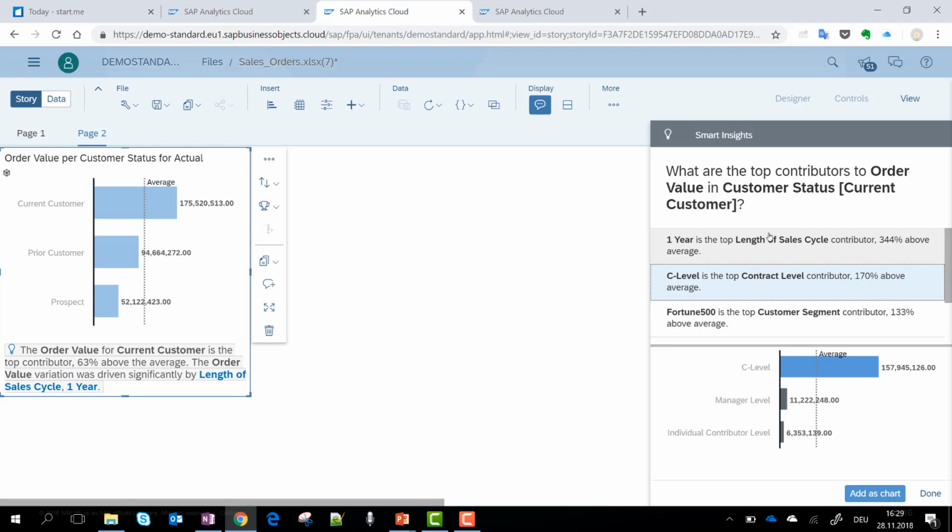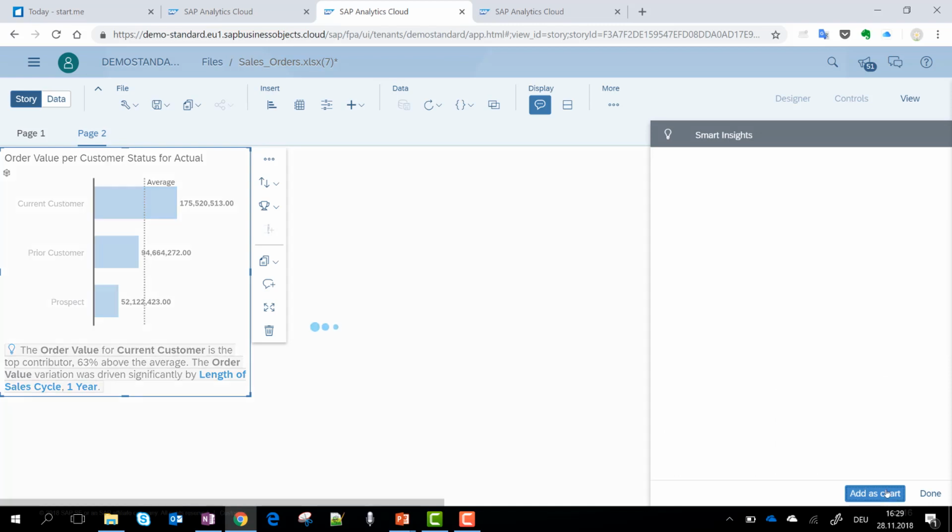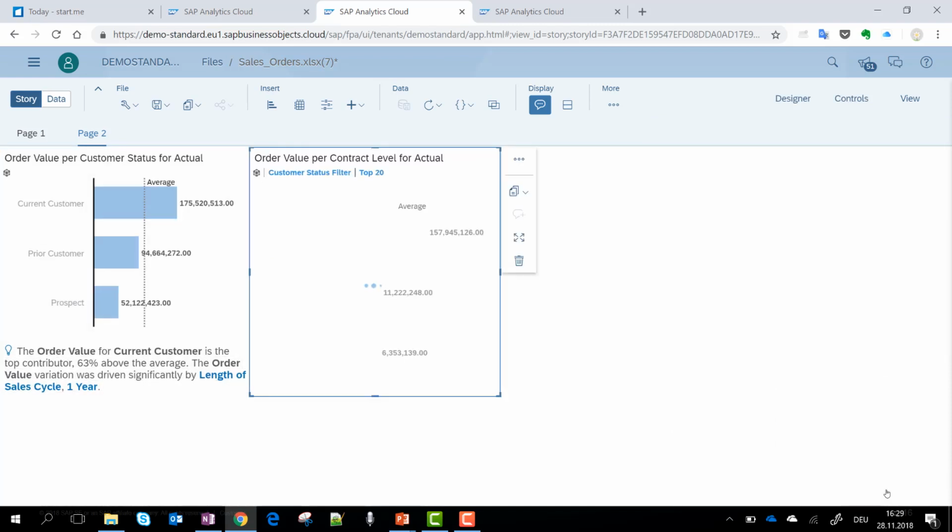So something I should be notified about. So this is what Smart Insight is about. It really comes back with insight that is immediately actionable and interesting for me here. And so here, this is interesting. So C-level for current customers. This is how I approach, obviously, in the successful cases, my customers.